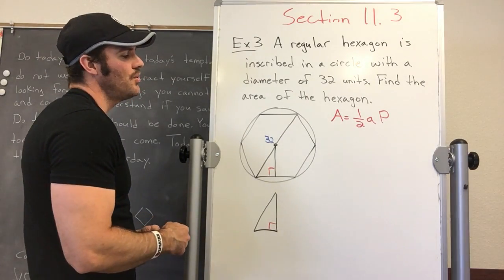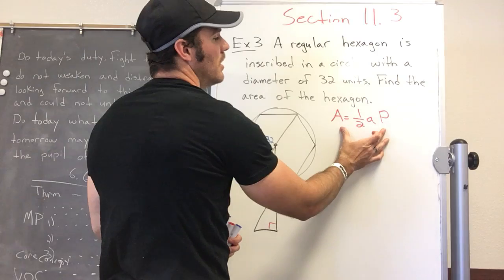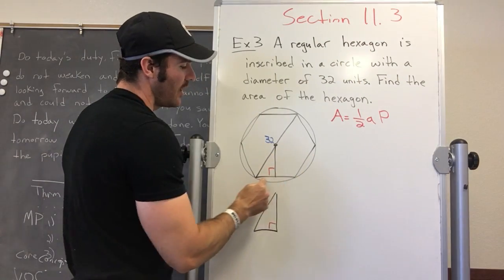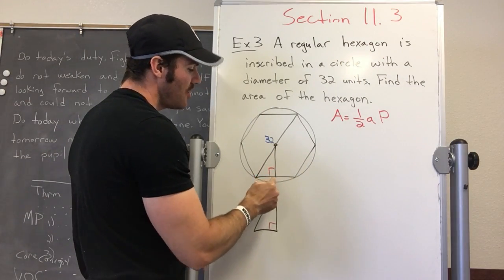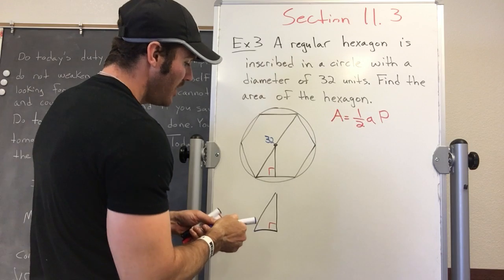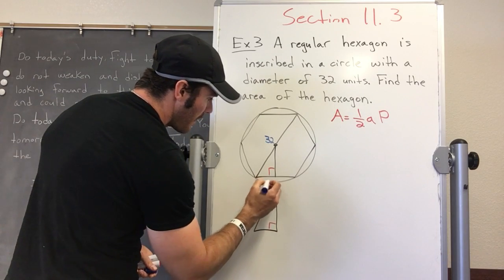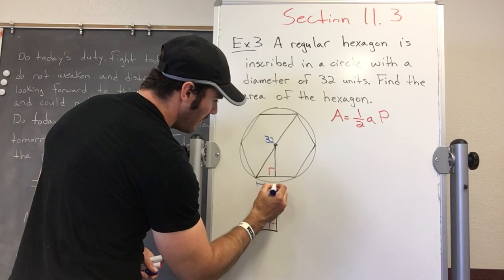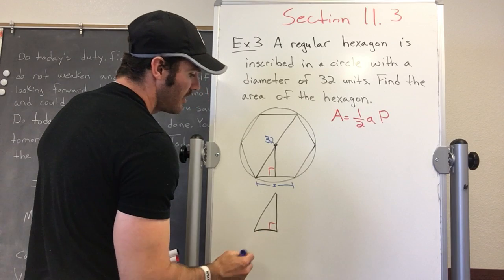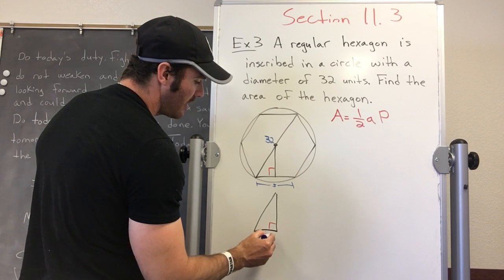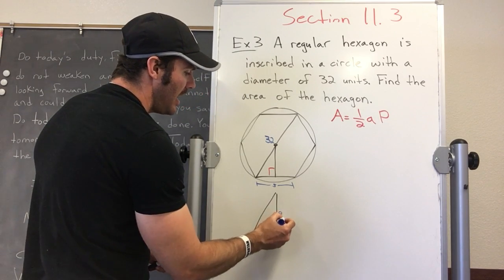In order to use this formula, we need to know what S is. We need to know what A is. We have to find S. So S goes from here all the way to there, right? So basically this is like half S. And we need to find A.